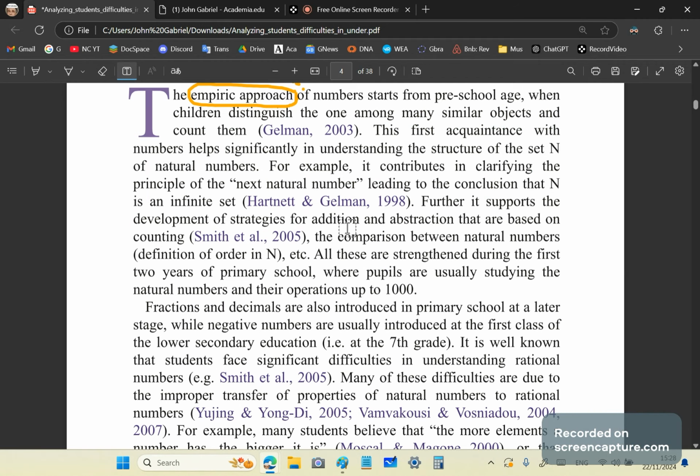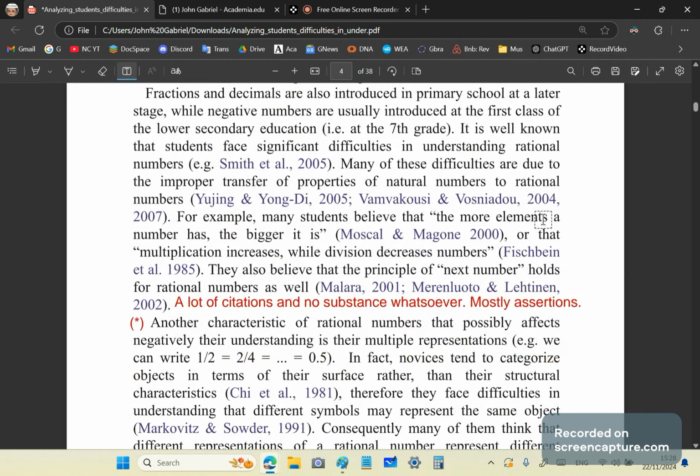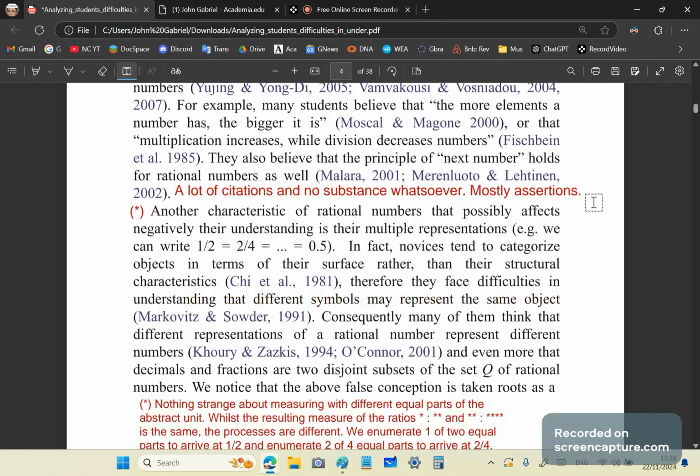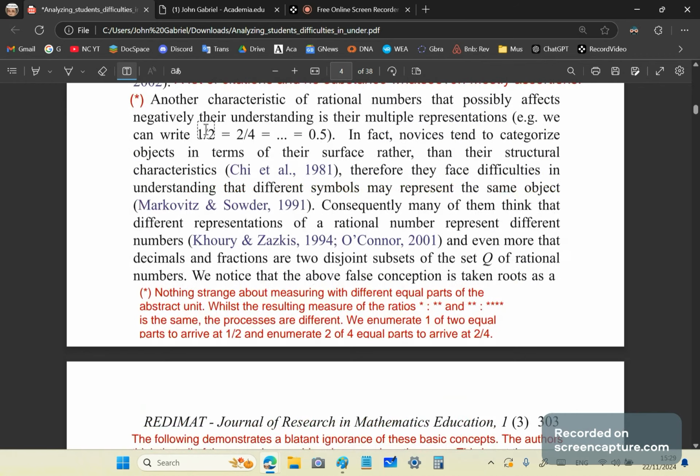Now notice as you go along here, there are so many citations and no substance whatsoever. Okay, no substance. If you read this, you'll yawn about 100 times. Citations are necessary in these so-called scholarly articles or publications because without them, they're supposedly not erudite or scholarly. So then the author says another characteristic of rational numbers that possibly affects negatively their understanding is their multiple representations. Actually, there's nothing that is difficult about understanding these representations. And although the measures are equal, the processes are different.